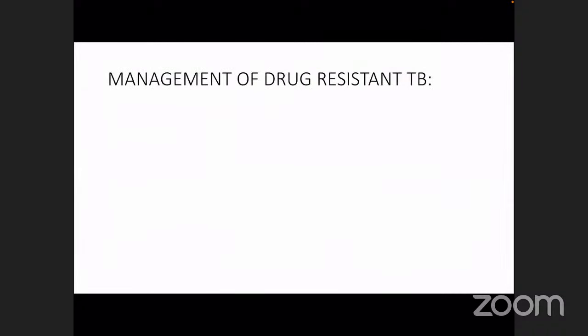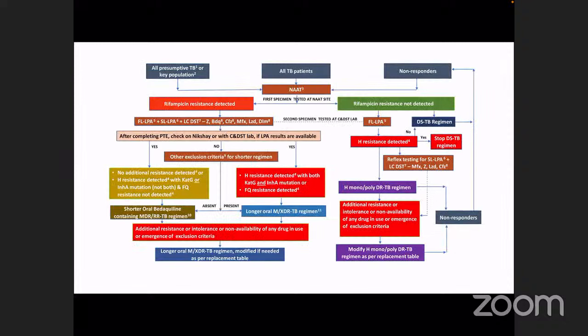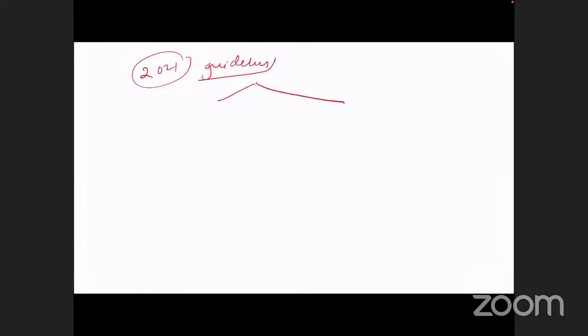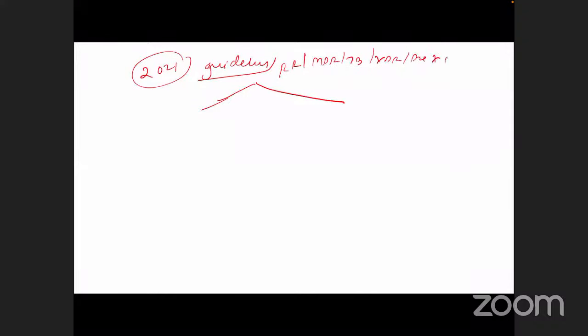Now let's discuss a very important thing: management of drug-resistant tuberculosis. I hope now you are well versed with what is first line LPA, what is LCDST, what is second line LPA, what is RRTB, what is MDRTB, pre-XDR, XDRTB. So based on the 2021 guidelines, it has to be either of these two regimens, particularly for RR and DRTB or XDR, pre-XDRTB. We'll discuss when to use what.